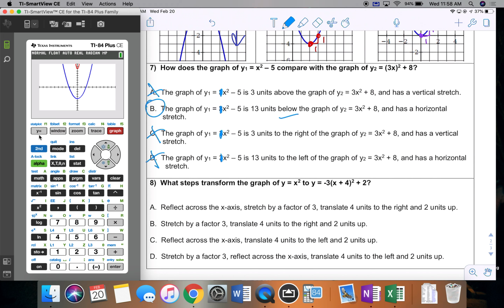Okay. And even if you left those 3s in there, that stretch goes away. So it's a vertical stretch and a horizontal stretch that would cancel each other out.